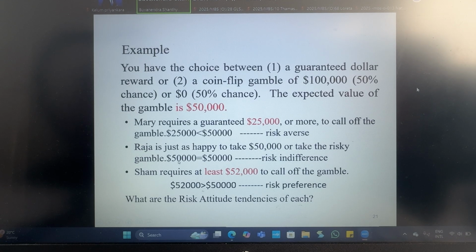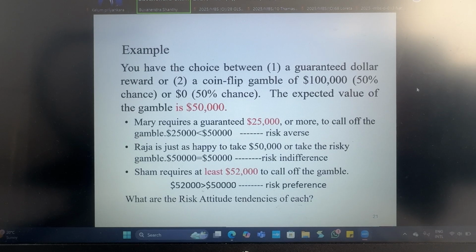Then the second individual, Raja. Raja is just as happy to take $50,000, so to take the risky gamble. From Raja's point of view, compared to the expected value, he also expects $50,000. Both are equivalent. So Raja is a risk indifferent individual.